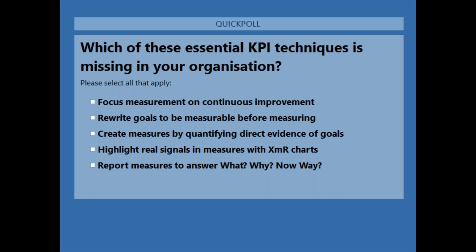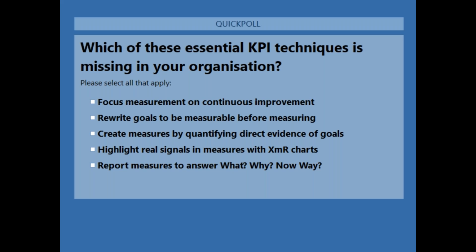Are you missing a focus of measurement on continuous improvement? Are you missing this technique to rewrite your goals so that they're measurable before you measure them? Are you missing a technique of designing measures by quantifying the direct evidence of the goals they measure? Are you missing the ability to highlight real signals in your performance measures over time? Are your reports not answering those questions: what, why, and now what?